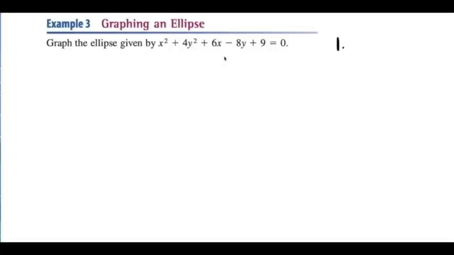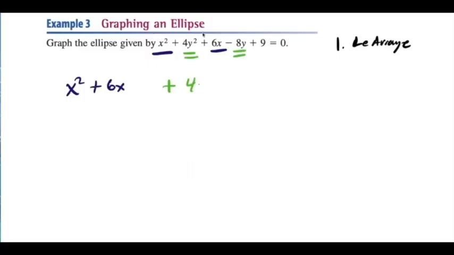Step 1 is rearrange. You want to put all the x's together and all the y's together. I'm going to have x squared plus 6x. I'm going to put a space and we're going to do the y's: plus 4y squared minus 8y. And I do like to move over the 9, minus 9 from both sides. Equals negative 9.